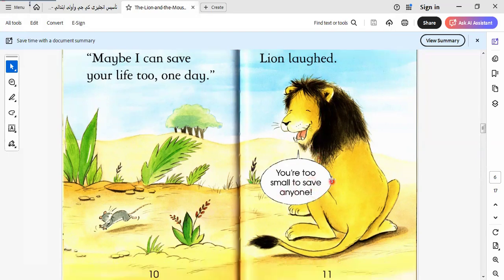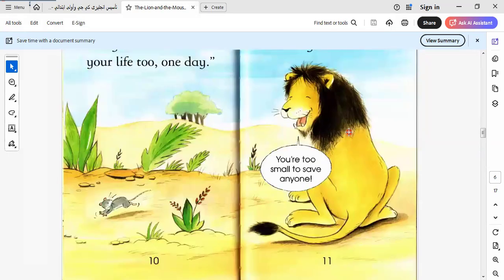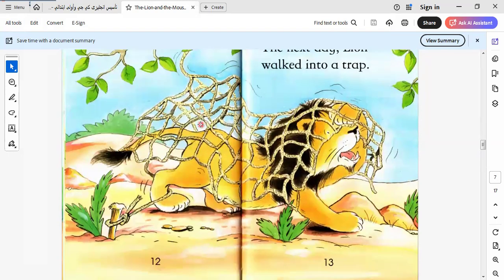So the lion is silly about the mouse, that the mouse can save the lion. It's not logical. Let's go to another one.